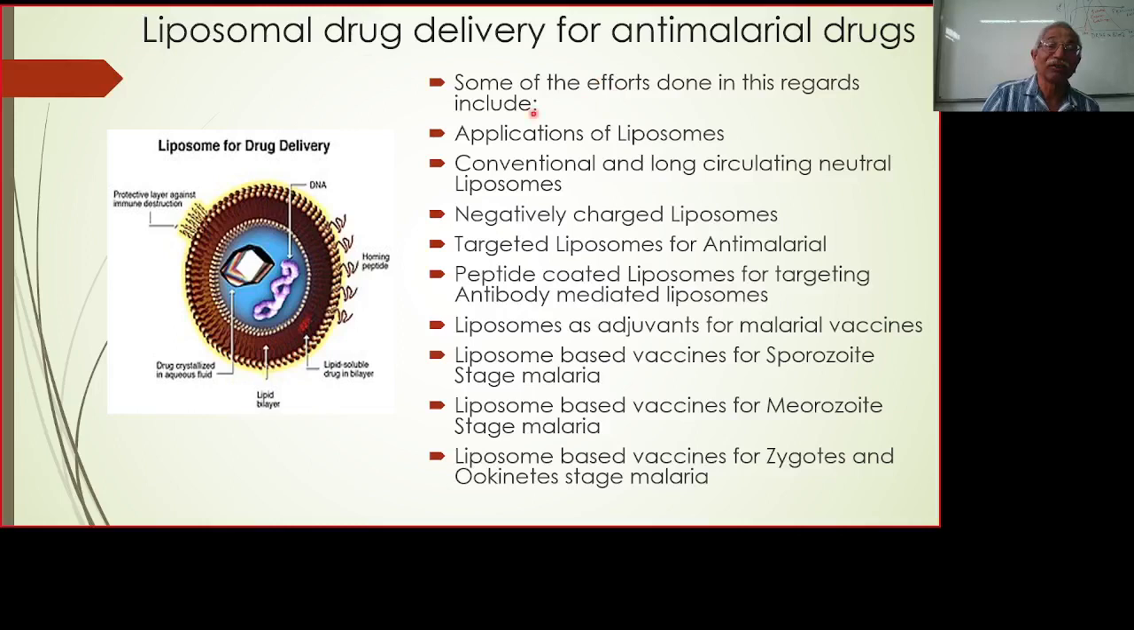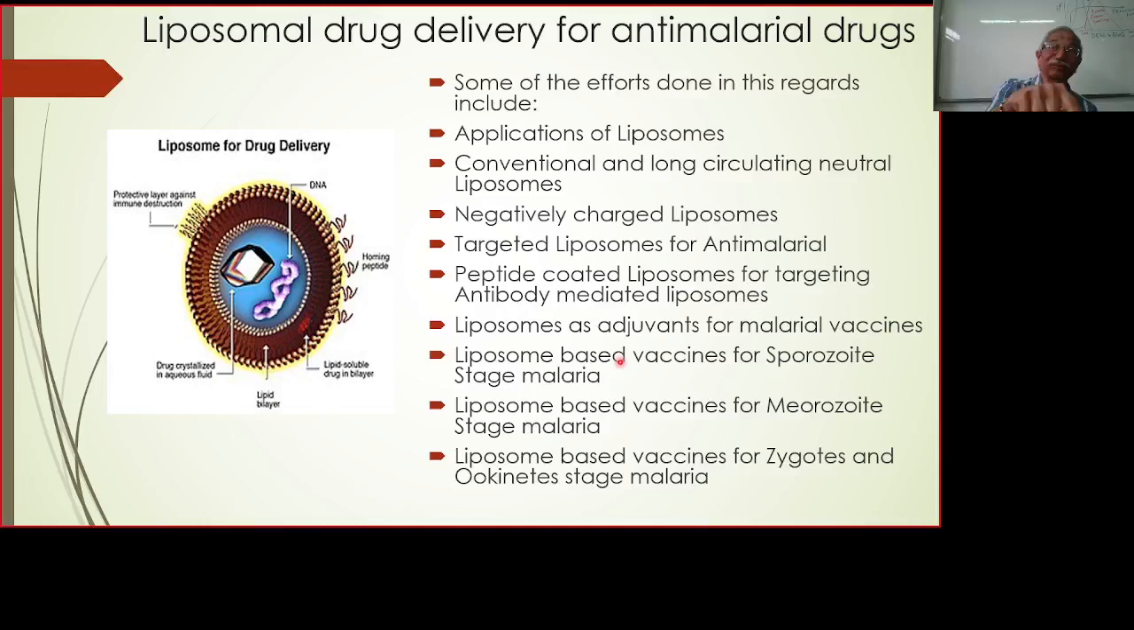So some of the efforts in this regard include applications of liposomes: conventional and long circulating, neutral liposome, negatively charged liposome, targeted liposome for antimalarial, peptide coated liposome, and antibody mediated liposome. So you can understand that you change the structure of the polymer and then you build different kinds of nanoparticles. Liposomes as adjuvant for malarial vaccines is another thing people are working on. I am sure you must know that the COVID vaccine is a lipid vaccine. The mRNA was incorporated into liposomes in the new COVID vaccine.